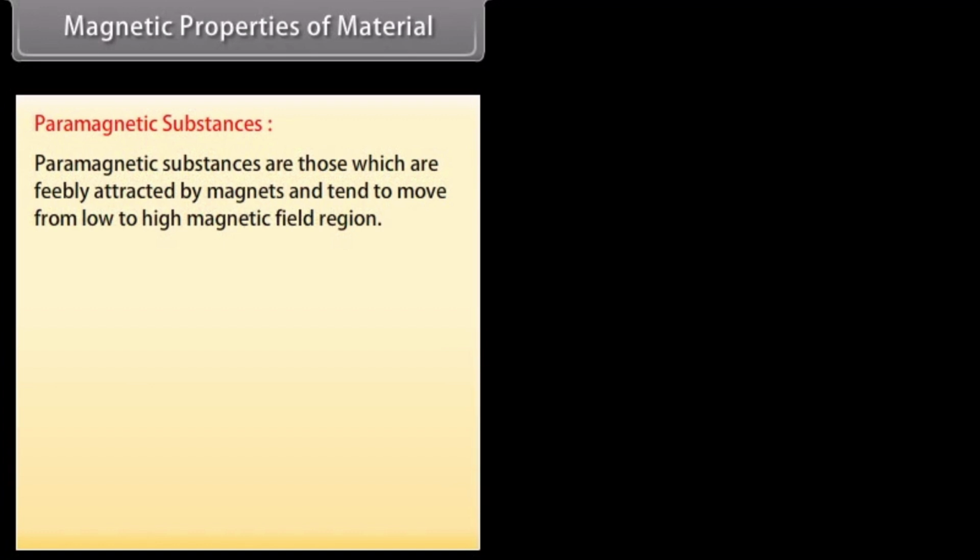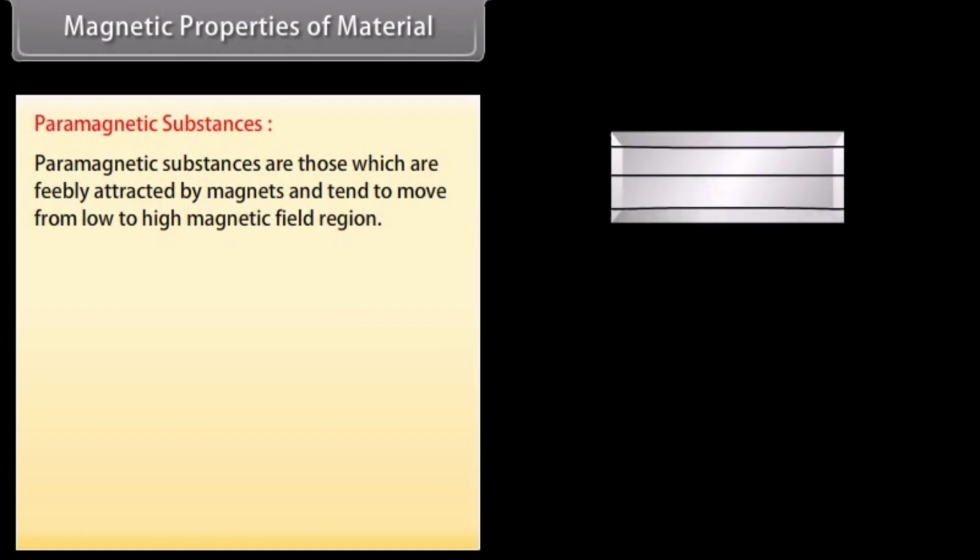Paramagnetic substances. Paramagnetic substances are those which are feebly attracted by magnets and tend to move from low to high magnetic field region.